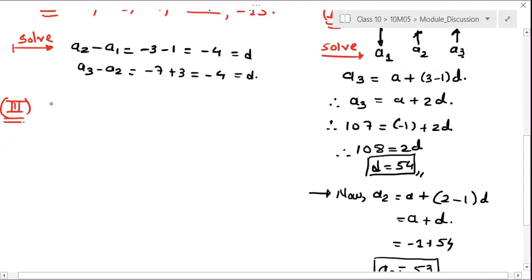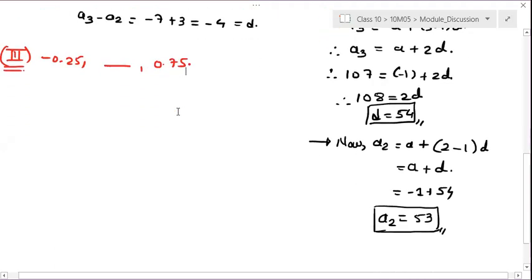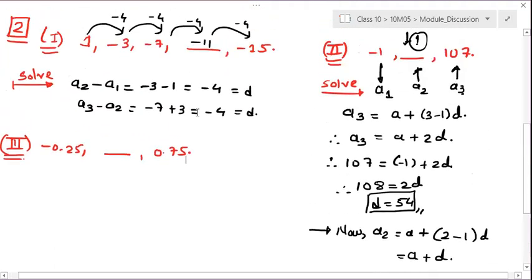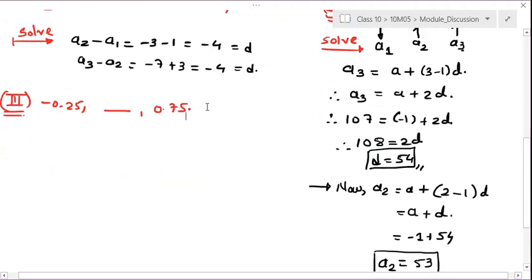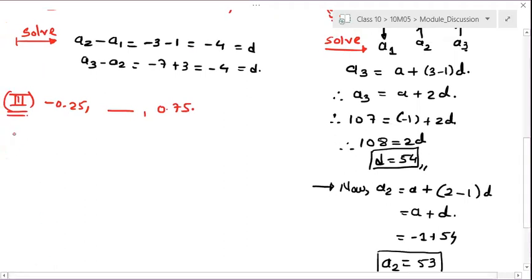Minus 0.25, comma, blank, comma, 0.75. Similar type of question or not? Right, A1, A2 and A3. Question 2 clear hua everyone? Please type in chat box. If it is not clear, don't hesitate to ask.